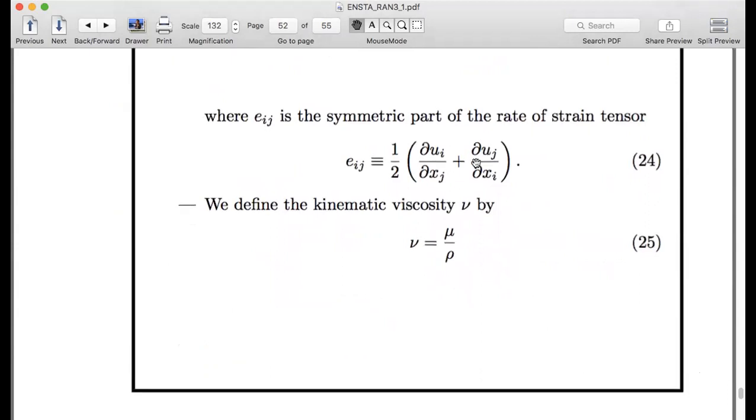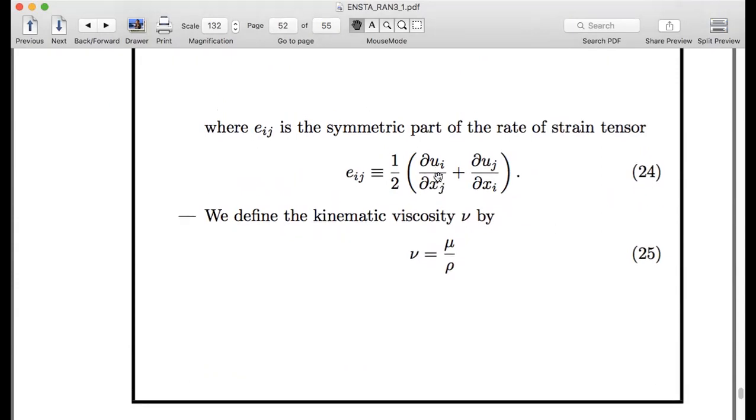So EIJ is built out of this rate of strain tensor. In fact, it has a name too, I guess: the symmetric part of the rate of strain tensor. This might ring a bell if you've studied matrices and you've learned that any square matrix can be written as the sum of an anti-symmetric part and a symmetric part. That might ring a bell, right? But if not, don't worry.